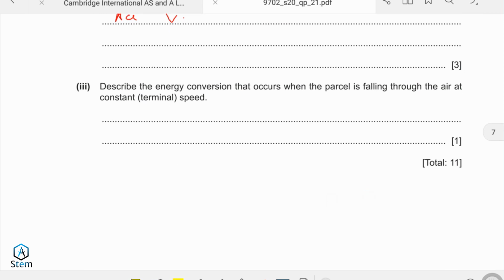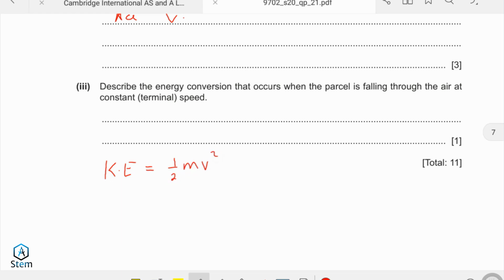Describe the energy conversion that occurs when the parcel is falling through the air at constant or terminal speed. So when we are at constant speed, one temptation is to believe that we are converting our gravitational potential energy into kinetic energy. Well, that is not correct because the kinetic energy is constant, and let me show you that. I know I'm not answering the question exactly, but I think it is important for us to address this. 1 over 2 mv squared.